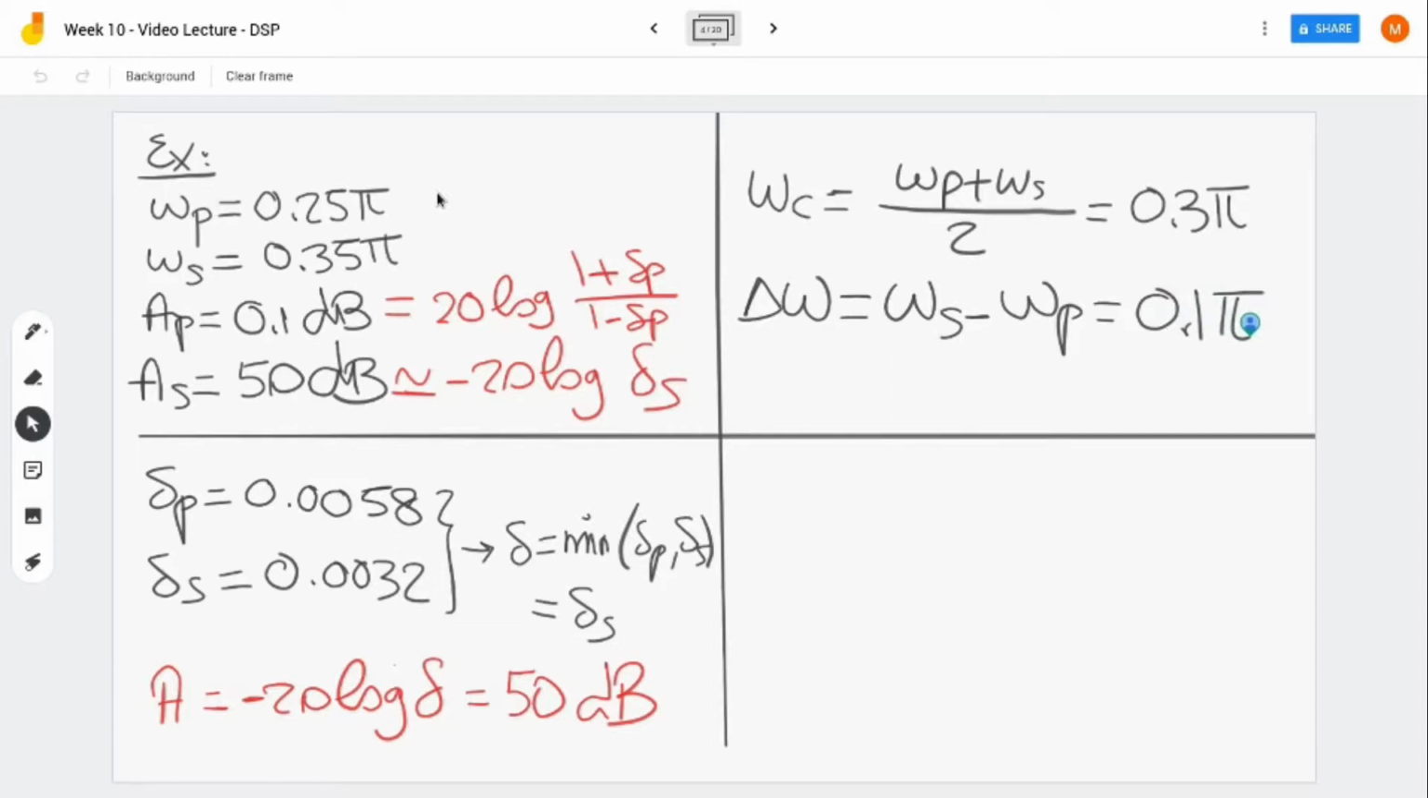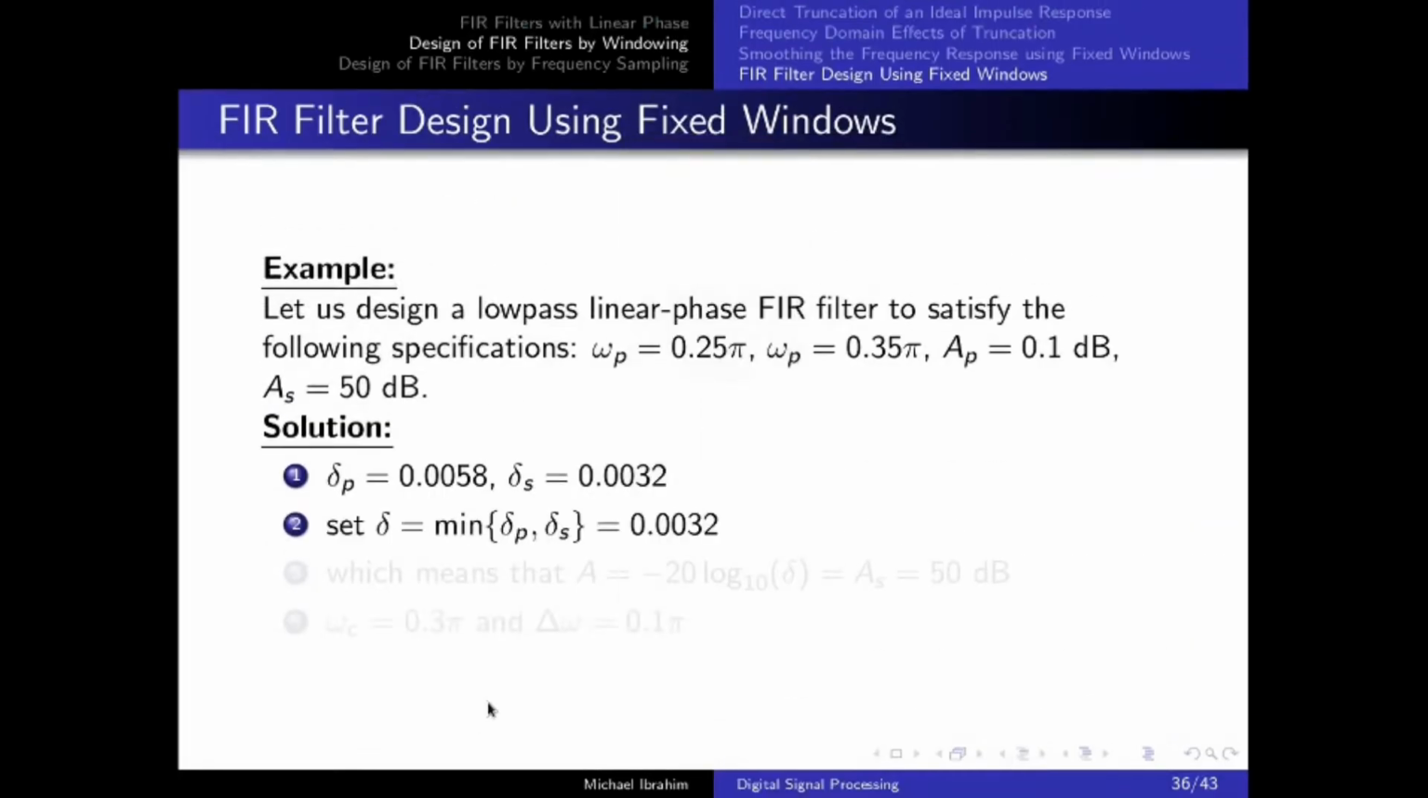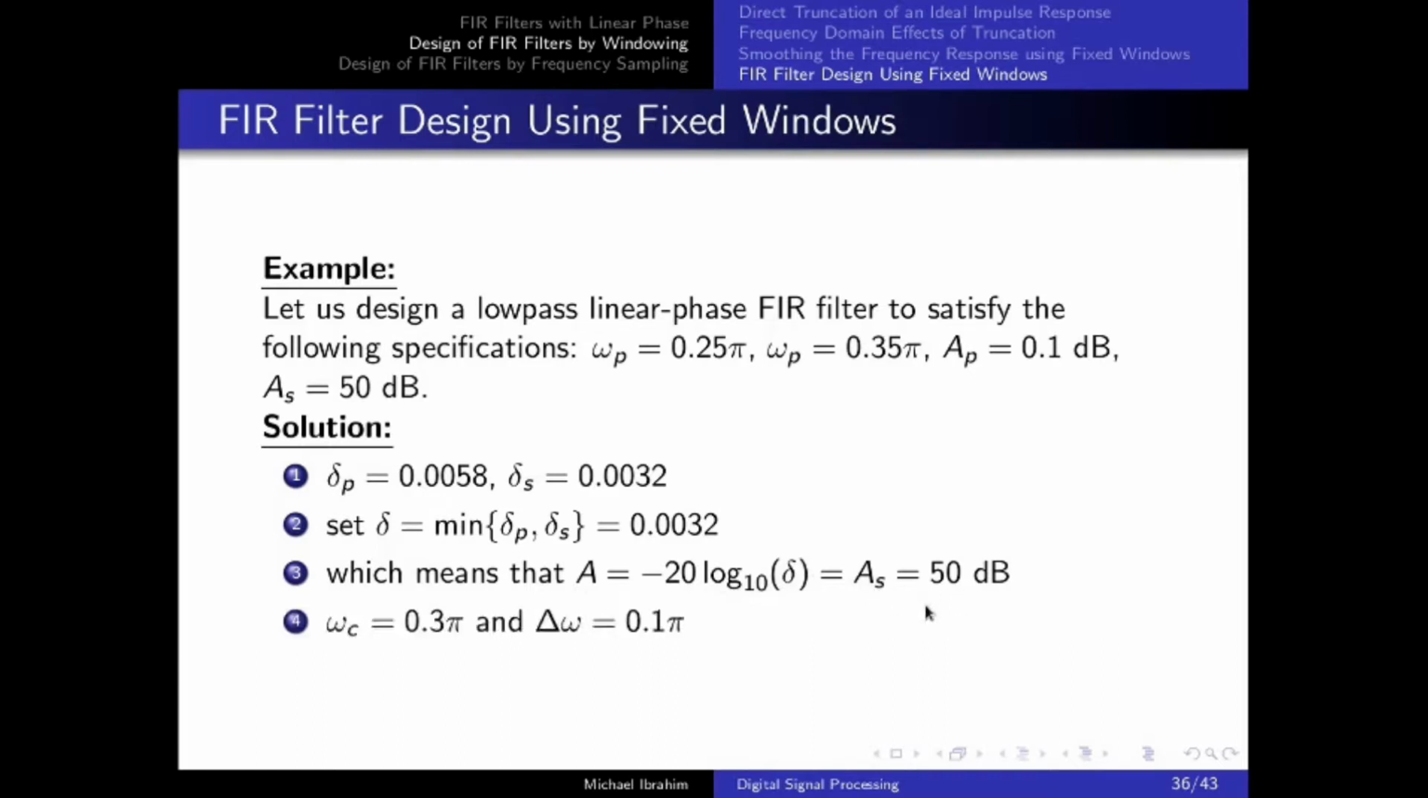So now we have omega C, delta omega, delta P, and delta S, and the new stop band attenuation. So let's go back to our slides over here. First step, we'll choose delta to be the minimum value of delta P and delta S, which is delta S. And then we get the new stop band attenuation, which is minus 20 log the new delta we have, which is 50 decibel, same as the old stop band attenuation. And omega C is 0.3 pi and delta omega is 0.1 pi.